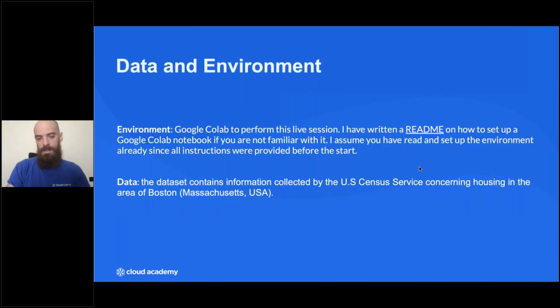So, as I said, we basically want to build a supervised machine learning pipeline to estimate the median value of houses. In particular, we're going to use the Boston dataset, which contains information collected by the US Census Service concerning houses in the area of Boston, Massachusetts. And as for the environment, we are going to use Google Colab to perform this live session.